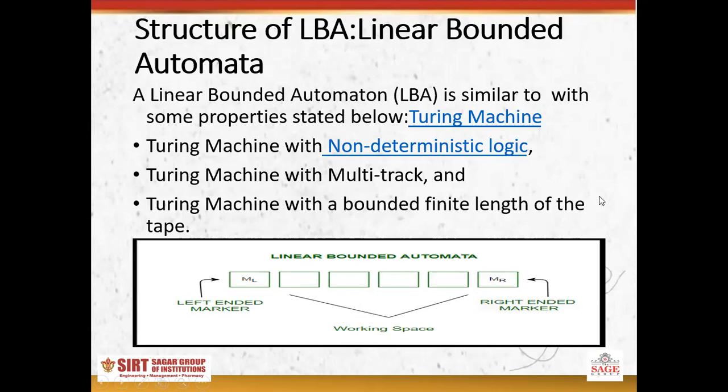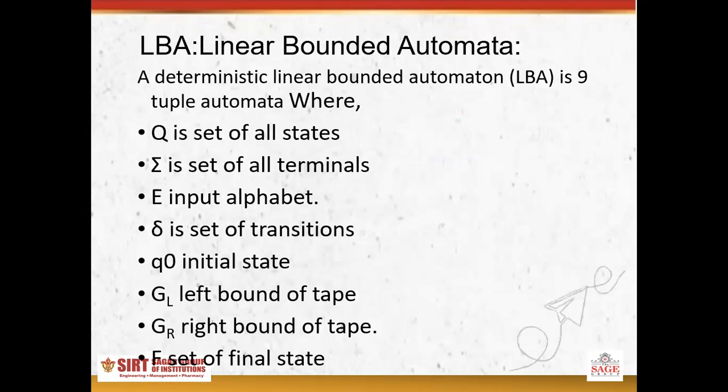Okay, now move on to the linear bounded automata tuples. So linear bounded automata contains nine tuples. The nine tuples are Q, sigma, E, del, Q0, GL, GR, F. GL, GR we have already seen in the previous picture, left bounded tape, right bounded tape. We all know that Q is the set of all states, sigma is the input symbols, E here is the new input alphabet, del is the set of transitions, Q0 is the initial state, and F is the set of final states. The new things introduced here are E, GL, and GR.